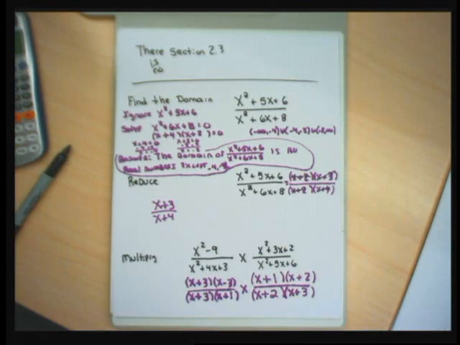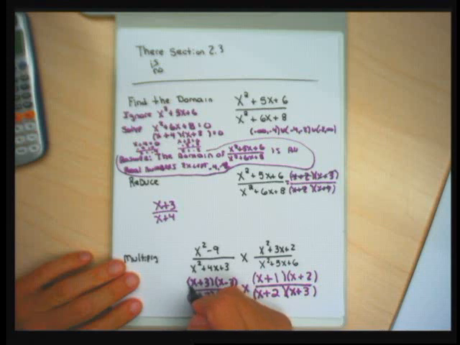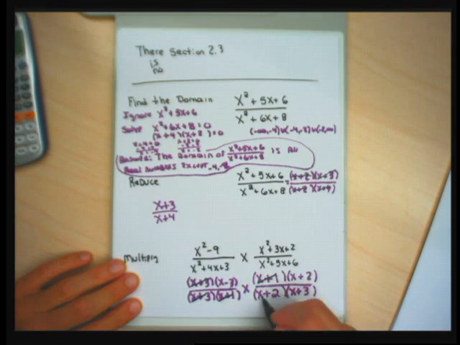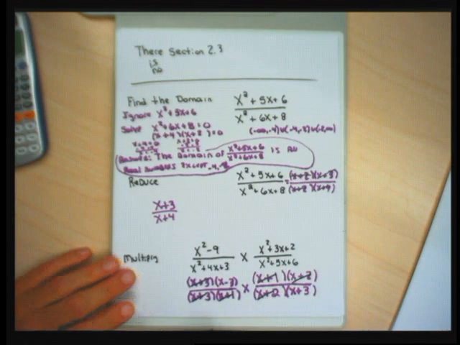Now I can cancel any denominator with any numerator in the same fraction or between fractions. So these x plus 3's that are lined right up on top of each other can cancel. This x plus 1 can cancel with that x plus 1. This x plus 2 can cancel with that x plus 2.